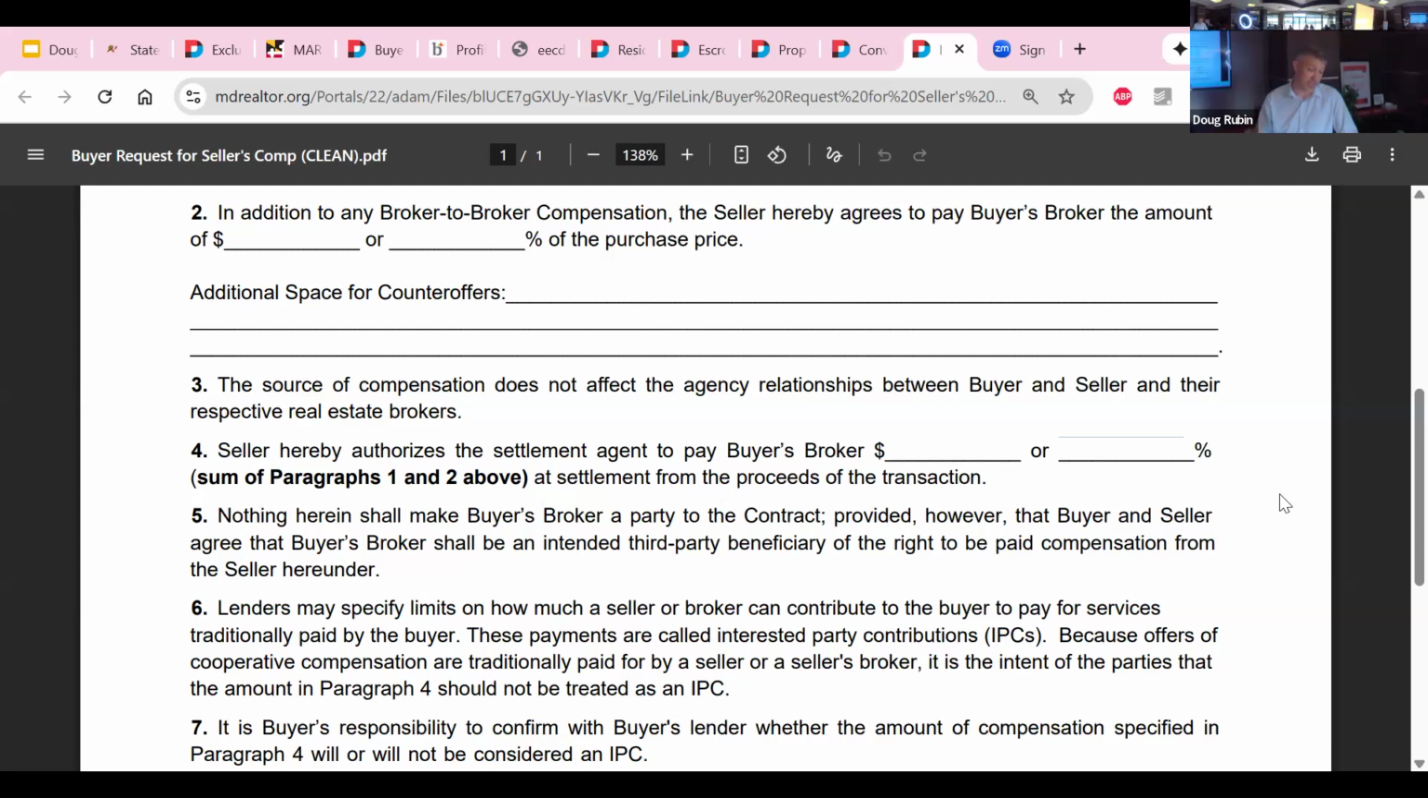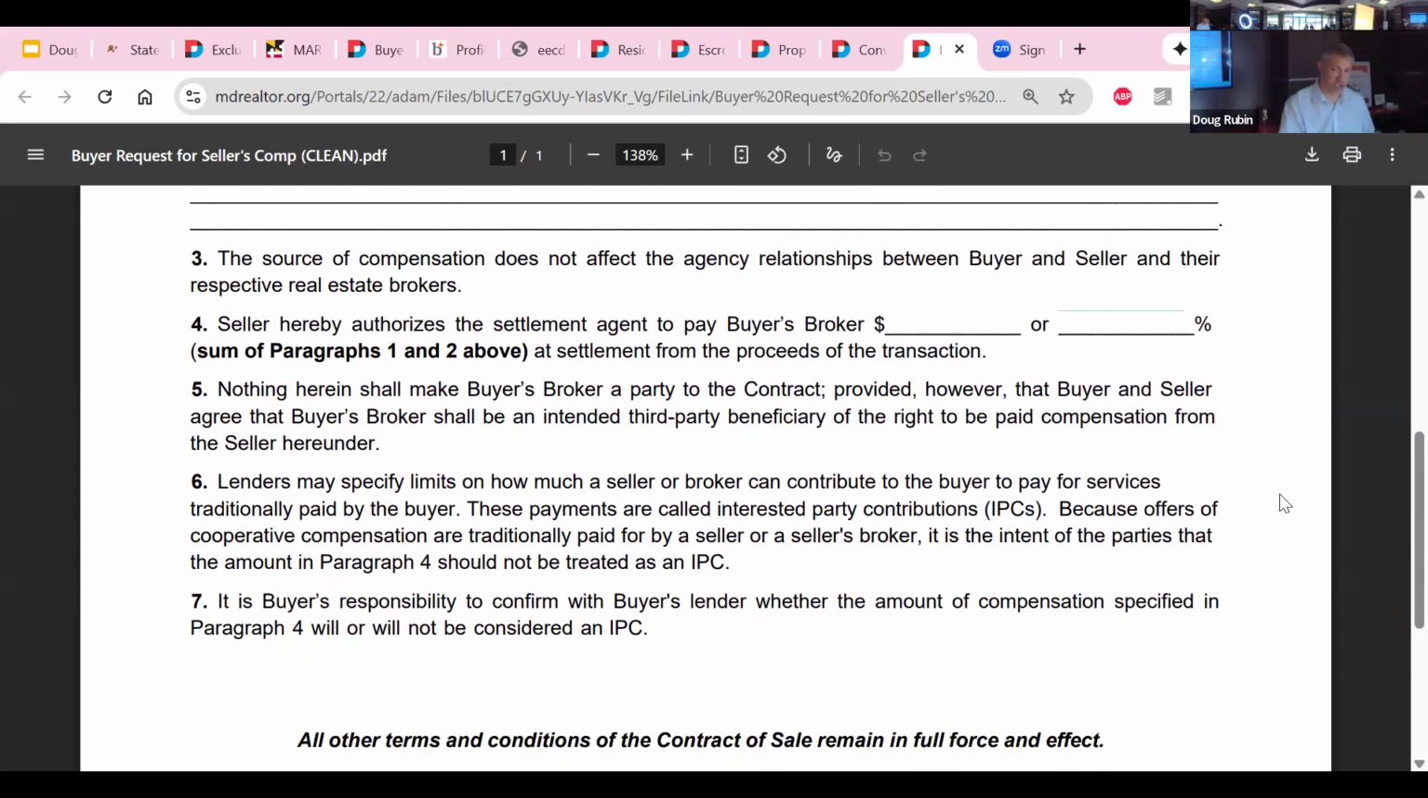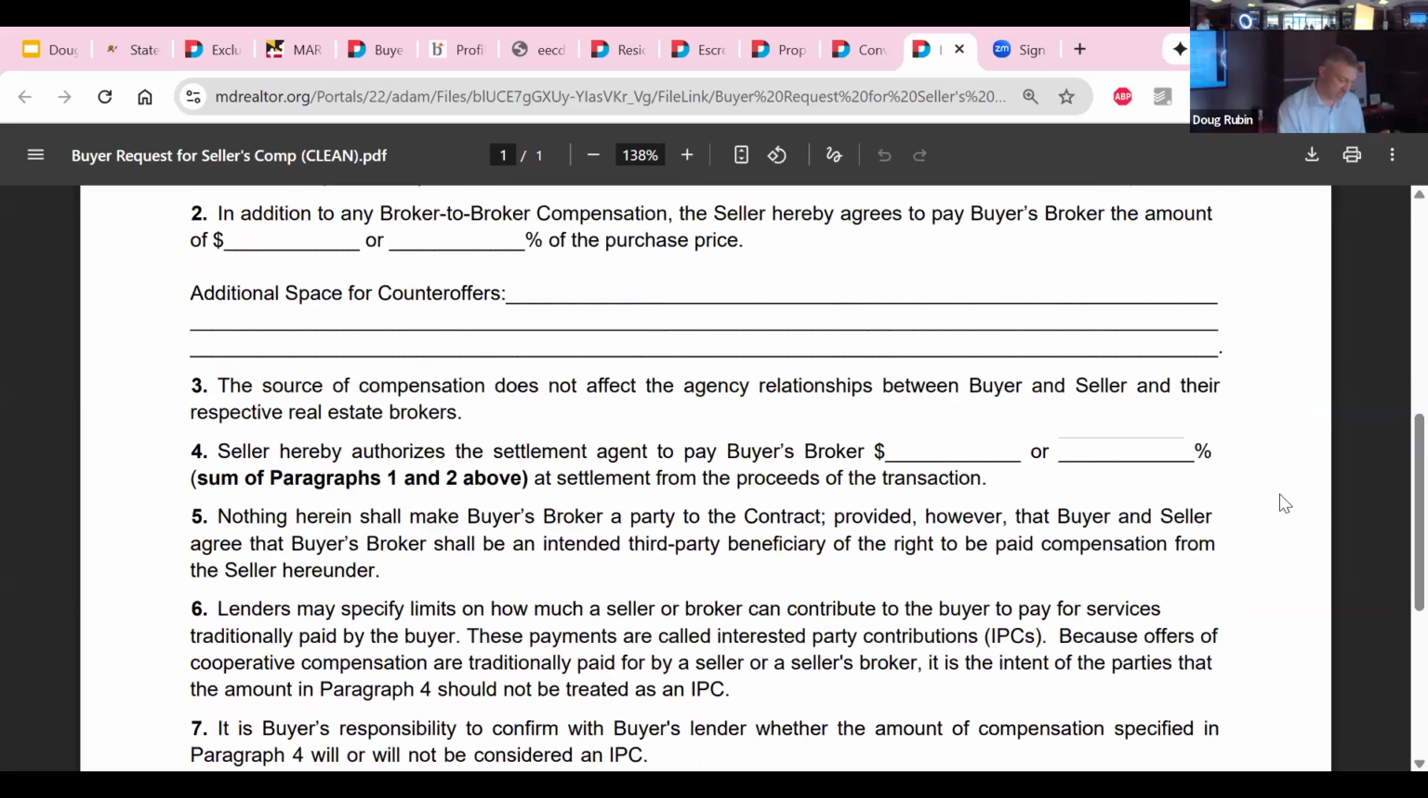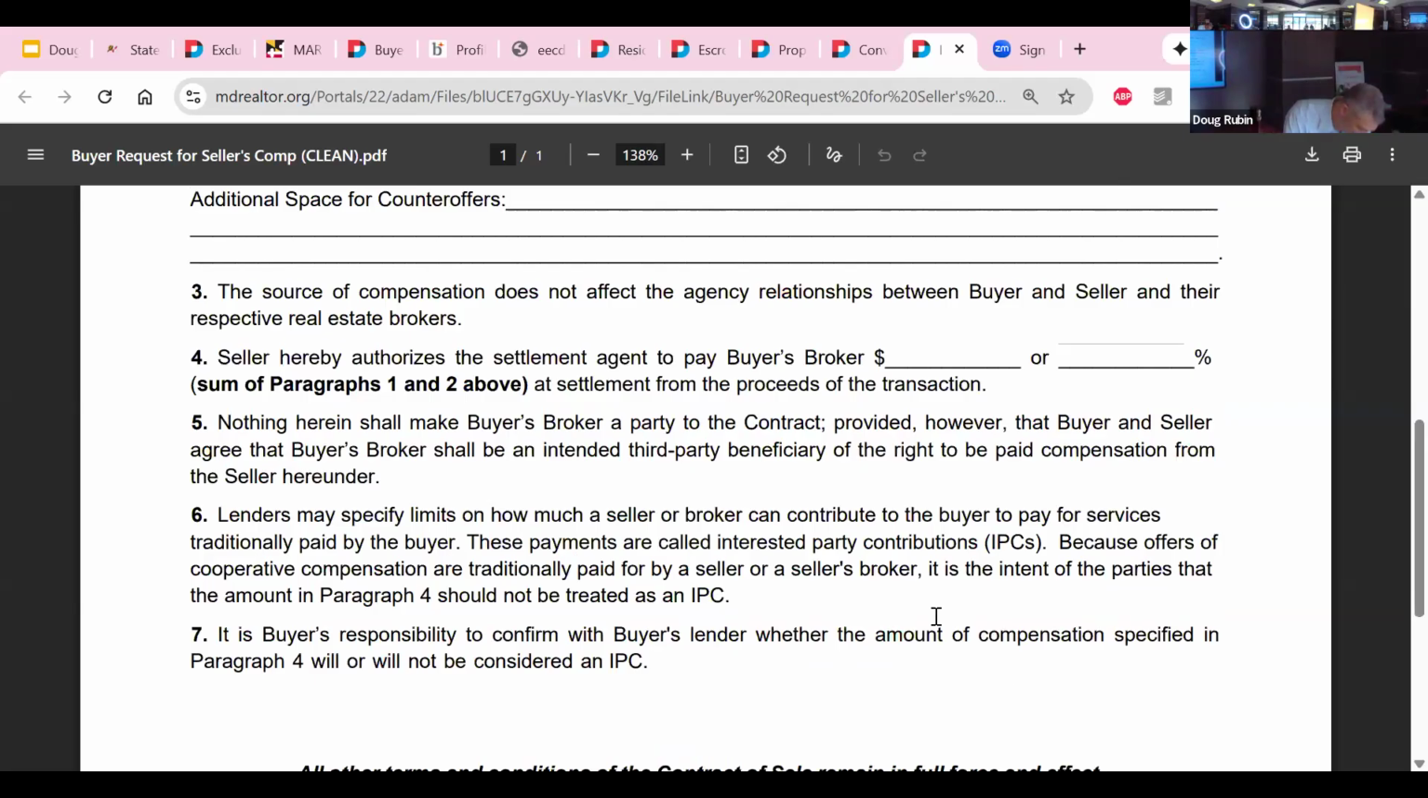The other piece is, we had a question from the room about, can I just use a general seller contribution instead of this fancy form? This is why I like this form, guys. It says these payments, so sometimes seller contributions are called IPC, but because offers of compensation are traditionally paid for by the seller, it is the intent of the parties that it should not be considered an IPC.